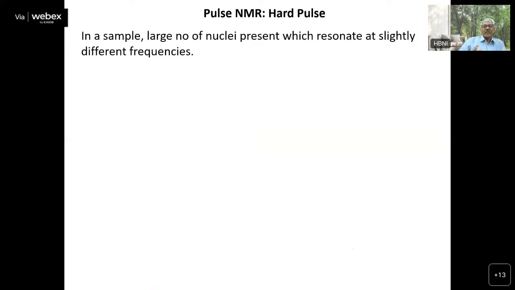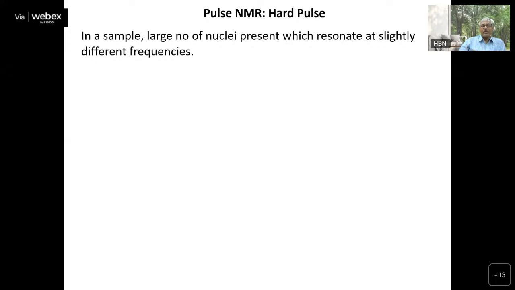Now we have seen the condition when we are using an on-resonance pulse. But when you take a real NMR sample, you will see that there is not only one nucleus present. You will see a large number of nuclei present.